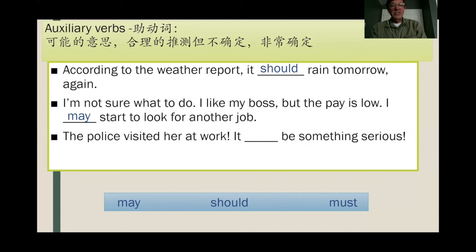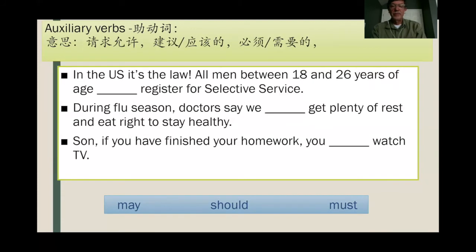The police visited her at work. It blank be something serious. I would say it's must. You could say may, should, but must is probably it. So these are helping verbs. Use the term auxiliary verbs, but I prefer the term helping verbs. We're going to keep going here.